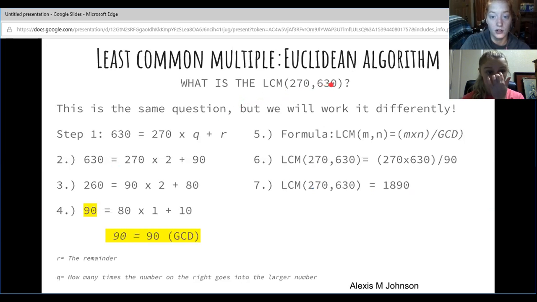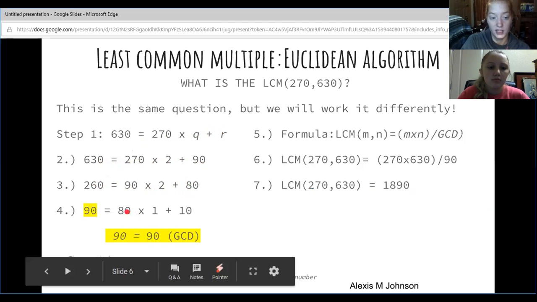So you would take the larger number and set it equal to the smaller number times Q, which is how many times it goes in, plus the remainder. So 630 is equal to 270 times 2 plus 90. So now you would move your 270 and equal it to 90. So 270 equals 90 times 2 plus 80. 80 is your remainder, so you move it over here, and then you move 90 back over this way. 90 equals 80 times 1 plus 10, so that means you're done here.